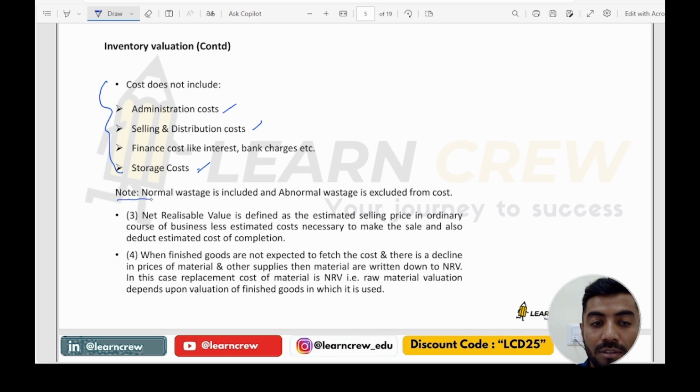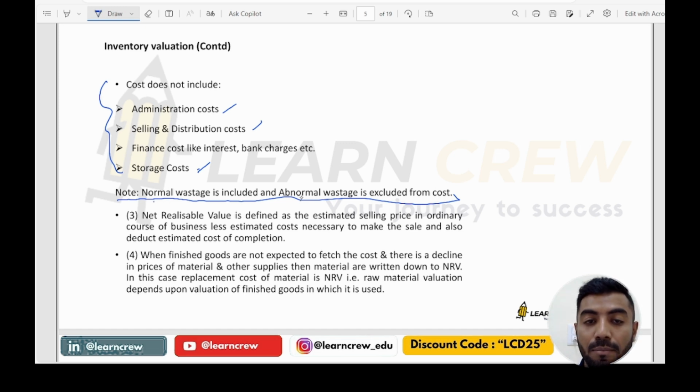Then we have a note. This is very important. Note: normal wastage is included and abnormal wastage is excluded from the cost. What is normal wastage and abnormal wastage? Normal wastage is in the manufacturing process. There'll be some items which are being damaged. In the manufacturing process itself, the output we get may not be in a good condition. There may be some defects. All of that will be considered as normal wastage.